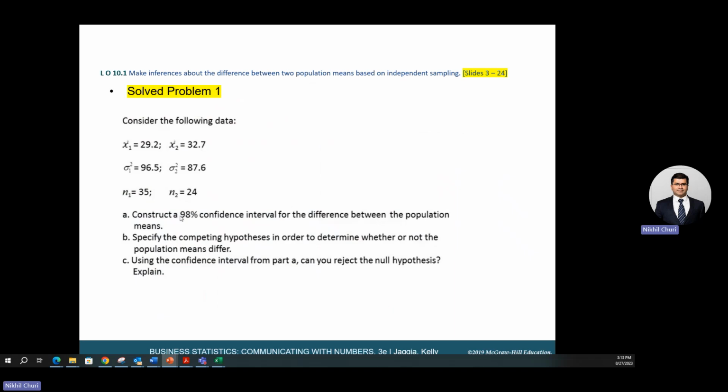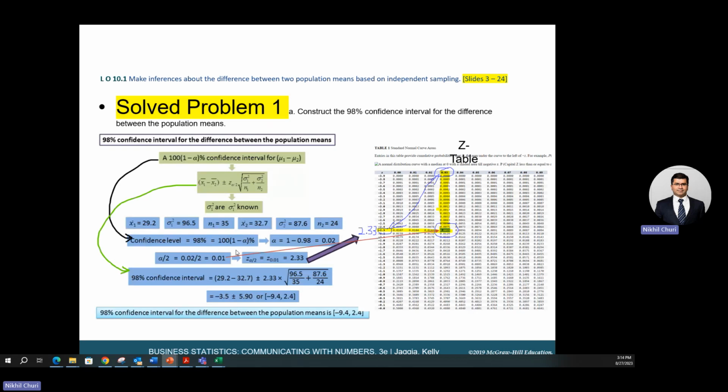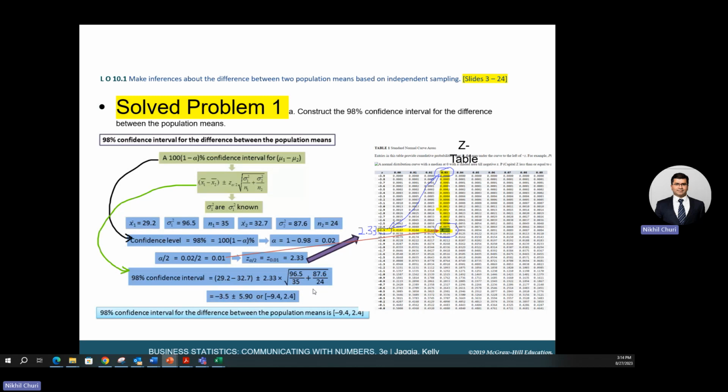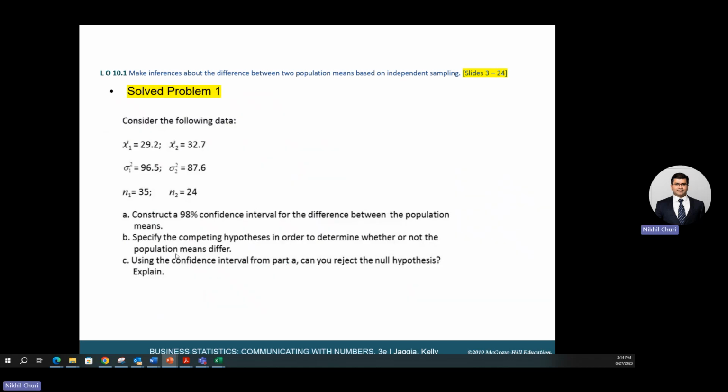So the first one is construct a 98% confidence interval for the difference between the population means. This is part A of the problem. These are my confidence intervals, negative 9.4 and 2.4. So everything is between that. Next one is specify the competing hypotheses. I think I have discussed this in my next slide. Let's look at the third one.